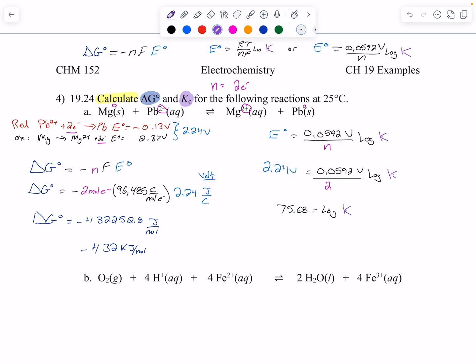So do 10 to both sides, right? Let's see here. Yeah, I get 4.7 times 10 to the 75th. Which kind of makes sense. That's a huge number, with a huge, big negative kilojoules per mole for delta G. That kind of makes sense.